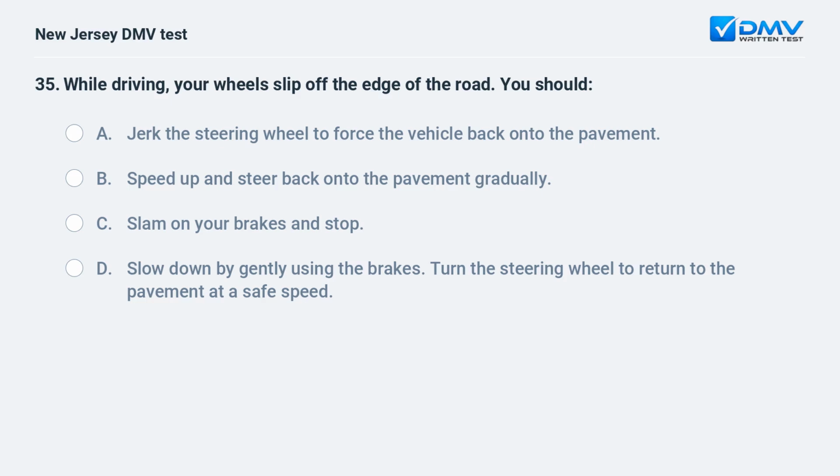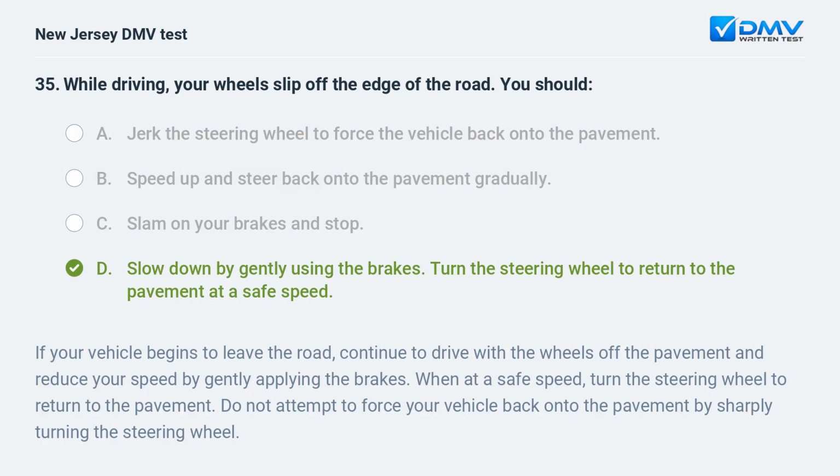While driving, your wheels slip off the edge of the road. You should: A. Jerk the steering wheel to force the vehicle back onto the pavement. B. Speed up and steer back onto the pavement gradually. C. Slam on your brakes and stop. D. Slow down by gently using the brakes. Turn the steering wheel to return to the pavement at a safe speed. D. Slow down by gently using the brakes. Turn the steering wheel to return to the pavement at a safe speed.